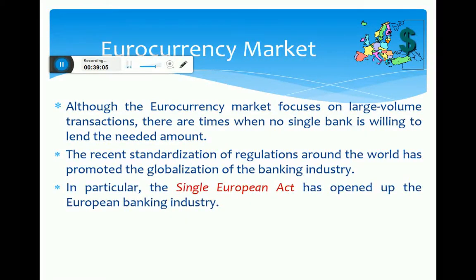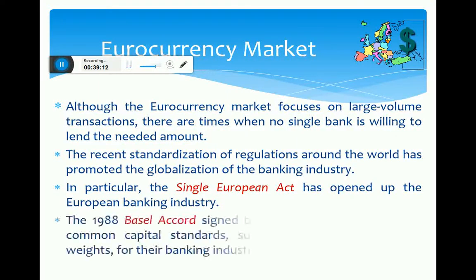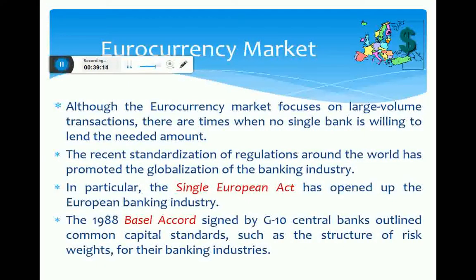In particular, the Single European Act has opened up the European banking industry. In 1988, the Basel Accord, signed by the G10 central banks, outlined common capital standards, such as a structure of risk weight for their banking industry.